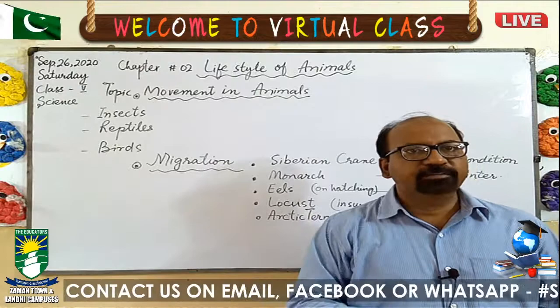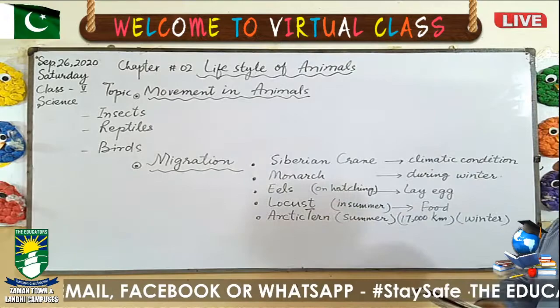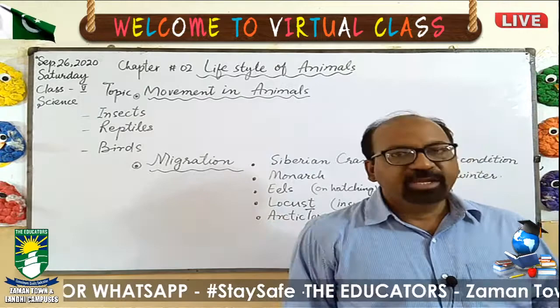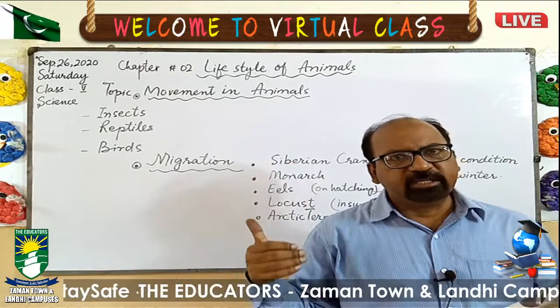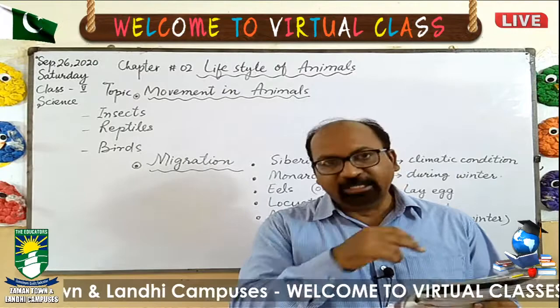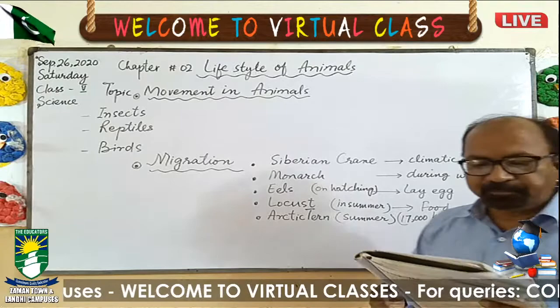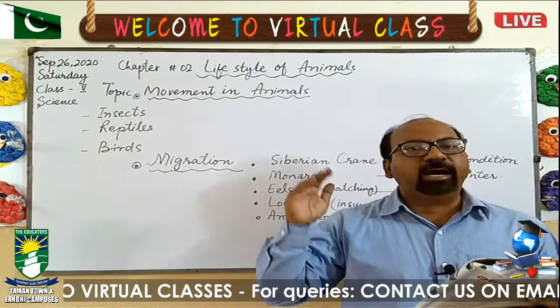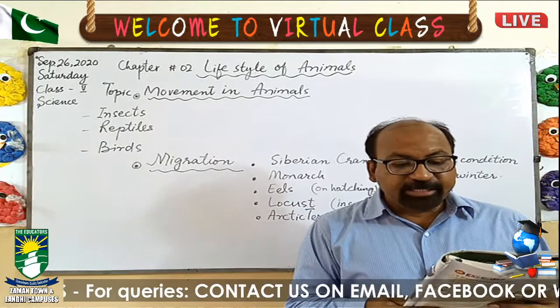The next example is locust. Locusts are insects that migrate in summer. In previous months, they came into Pakistan and destroyed a lot of standing crops. These are called locusts. Locusts damage standing crops in the field. Next example is Arctic terns. The Arctic tern is the champion in migration. Means it covers much longer distances while migrating. It breeds in the Arctic region in summer.